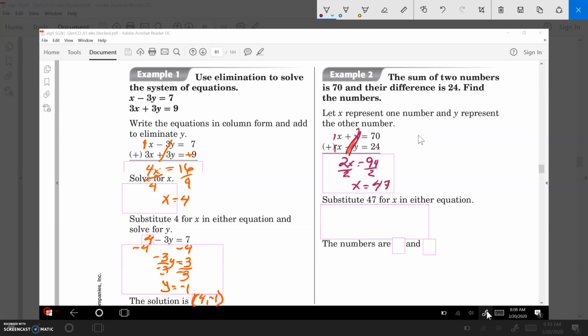Alright, substitute 47 for x, excuse me, in either equation. Since the top one doesn't have a negative, the fewer negatives I have, the less error. So let's put in the top one. So 47 for x plus y equals 70. Minus 47, minus 47, y equals 23. So our numbers are 47 and 23.